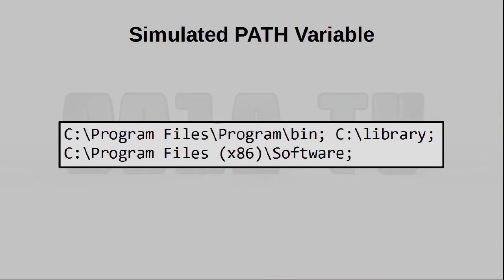The path variable is essentially just a string of text, and this string of text contains one or more paths to folders. Your operating system pays special attention to this particular variable, and basically for each path specified within this variable, it becomes accessible from anywhere.